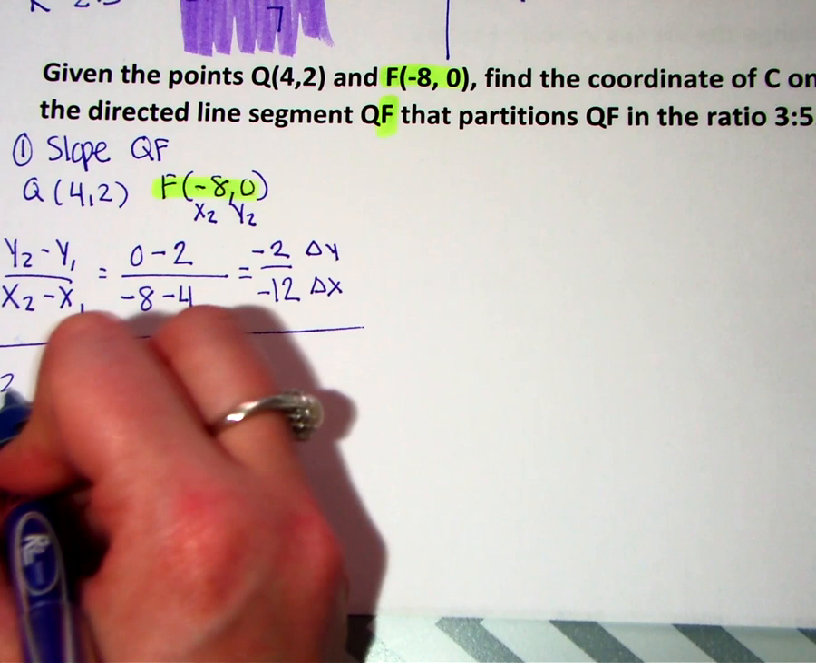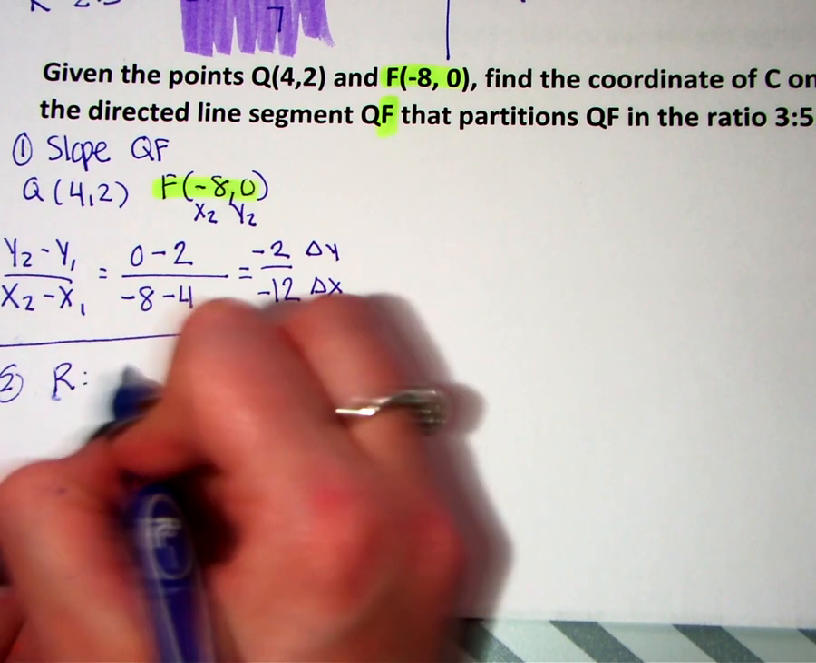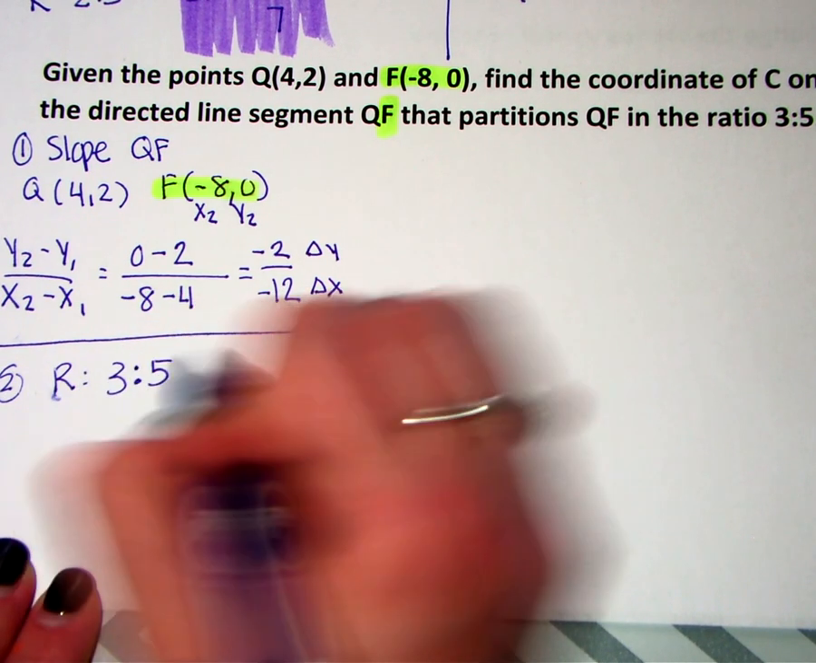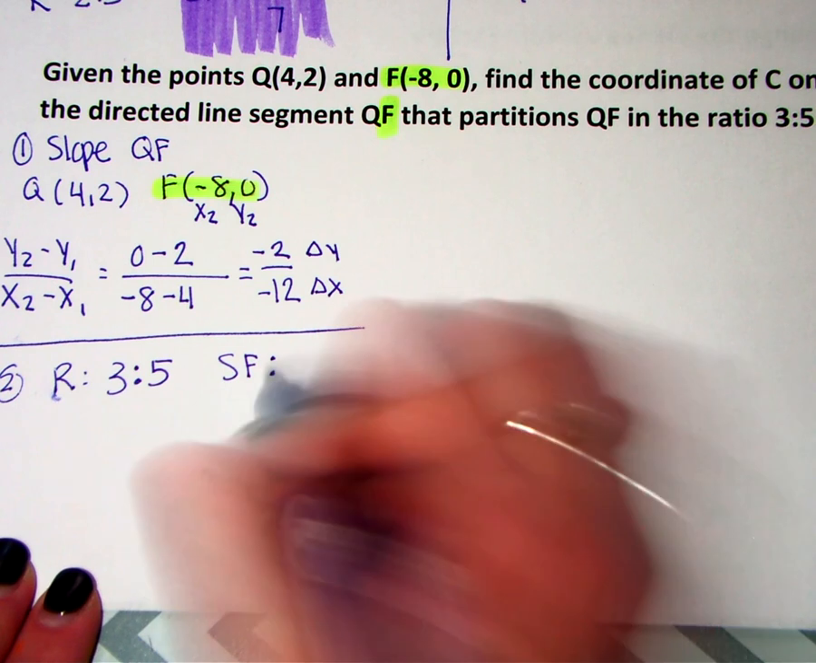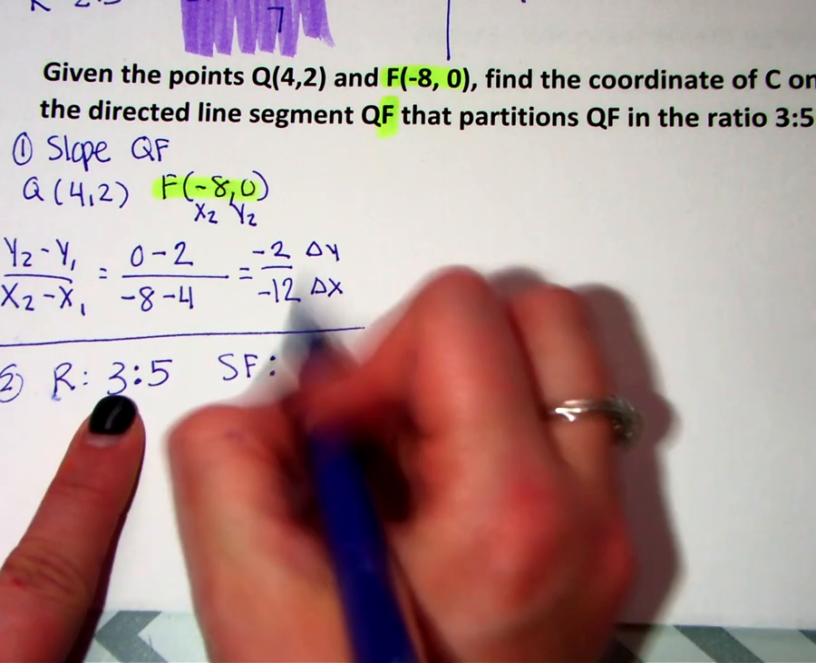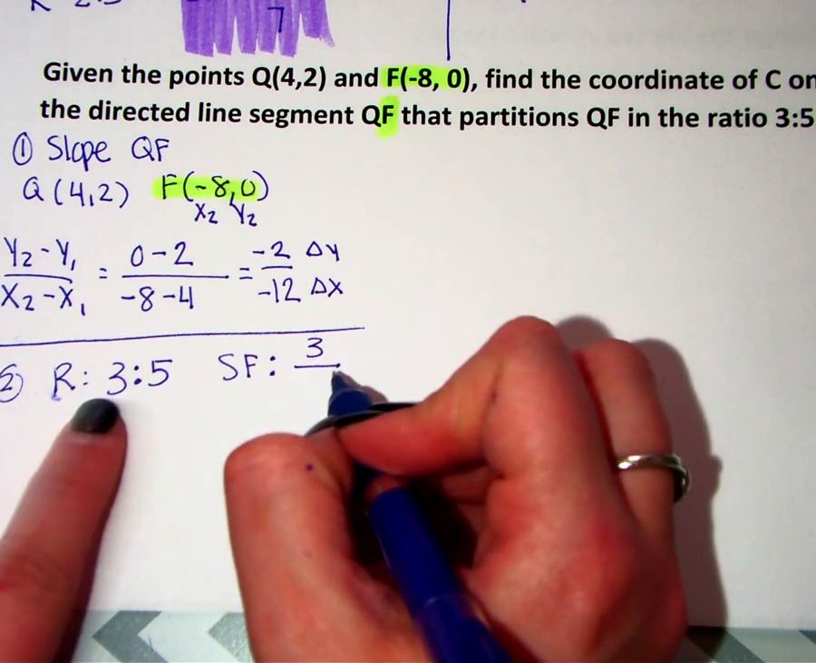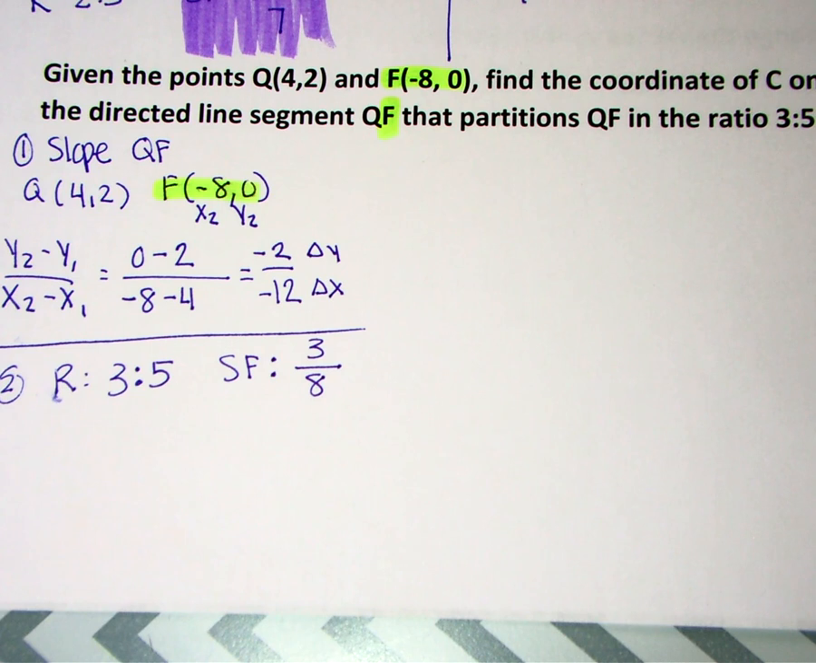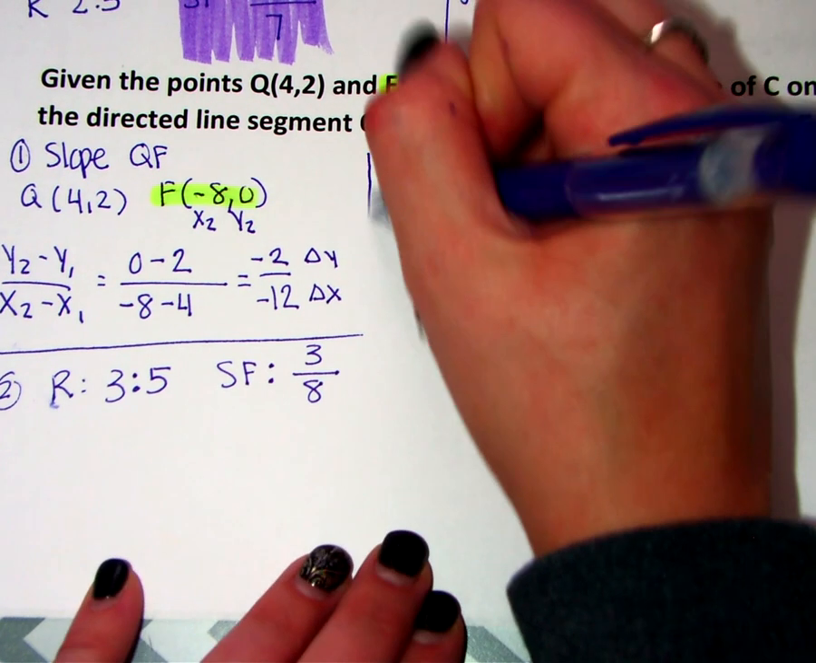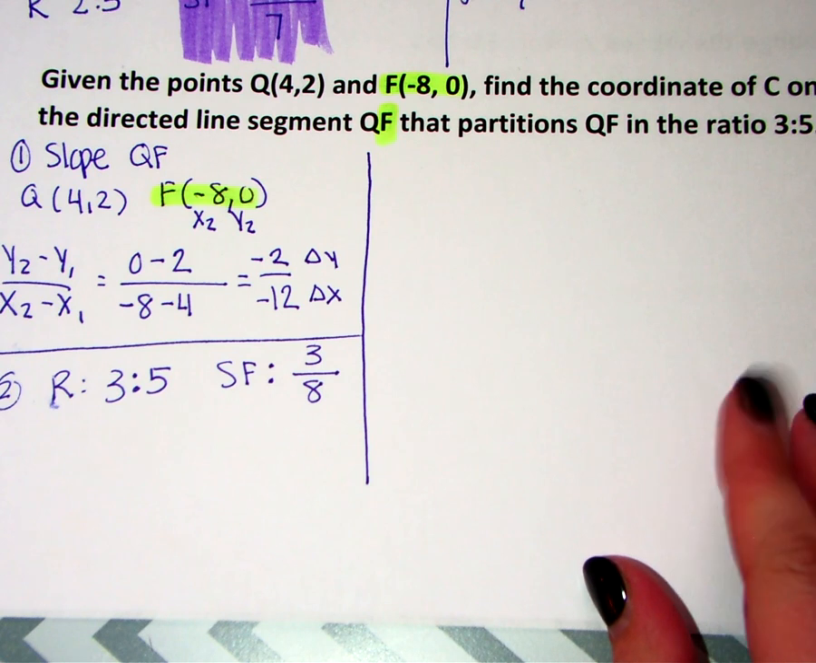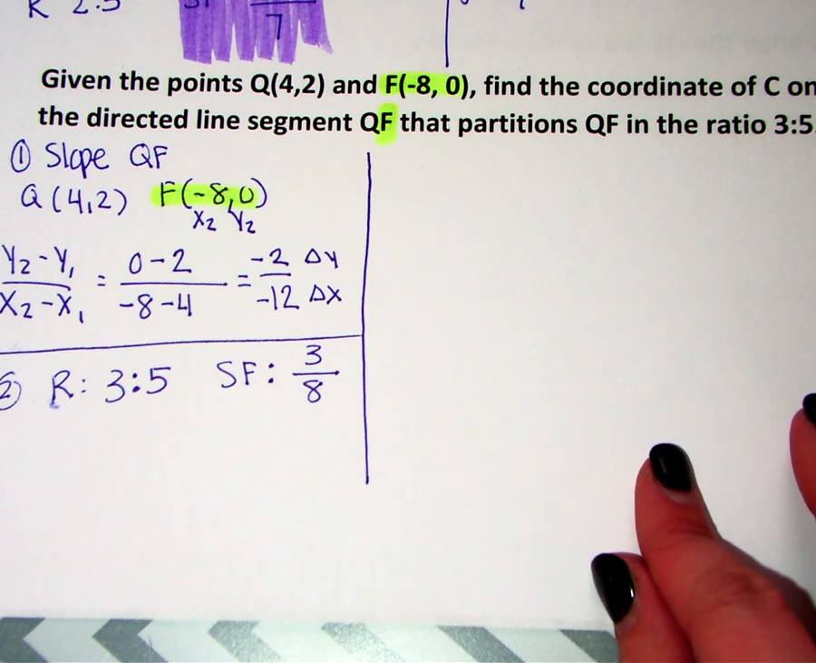All right, step 2. My ratio is 3 to 5. If I want that to become scale factor, I take A and put it up top, and then I add 3 plus 5 is 8. Notice how this is getting quicker. I'm not just speeding up to have you get lost, but it seems like a lot of math in the beginning, but it's really not.